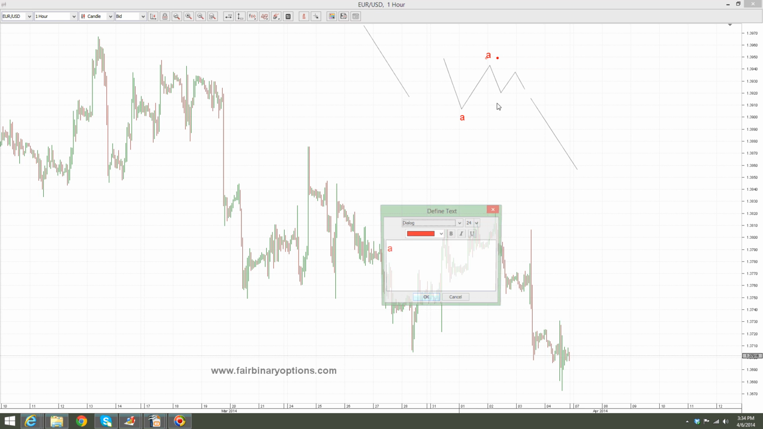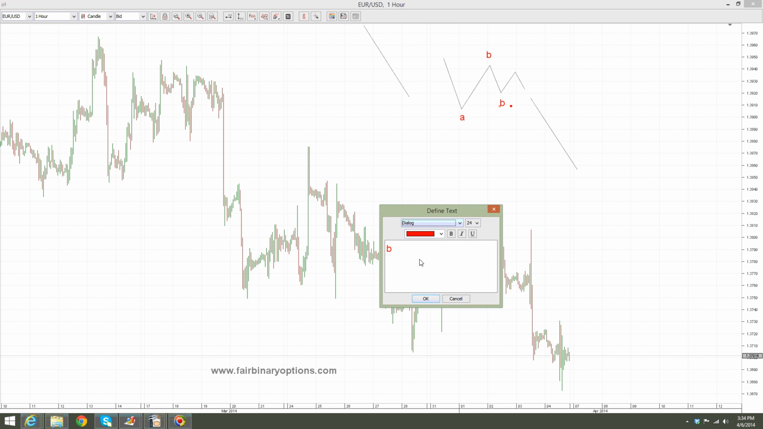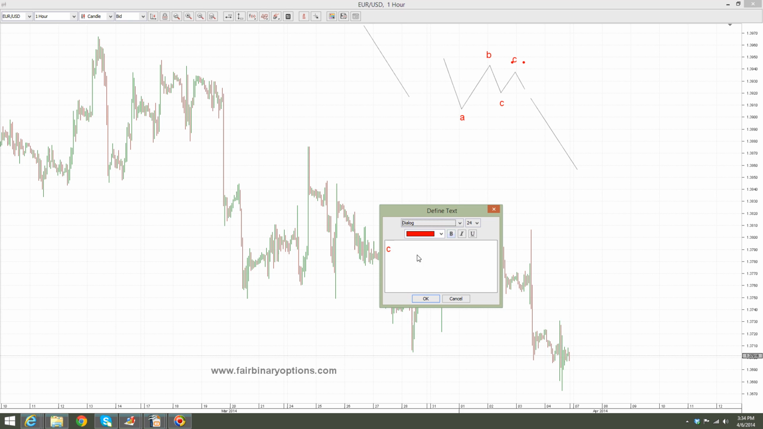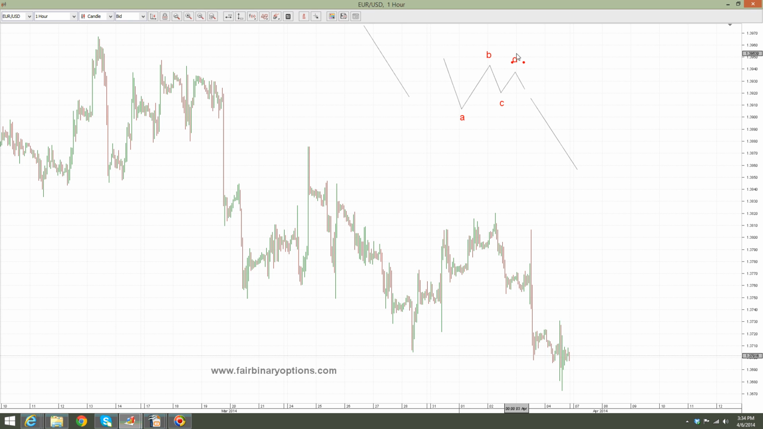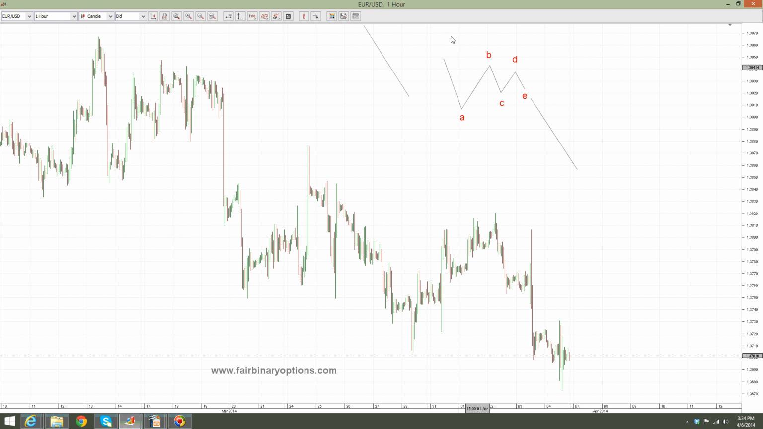and the B wave, and the C wave, D, and E. So A, B, C, D, E, and then normally, of course, price should break to the upside here. So I've made a triangle exactly on the wrong side, thinking of a bullish trend.